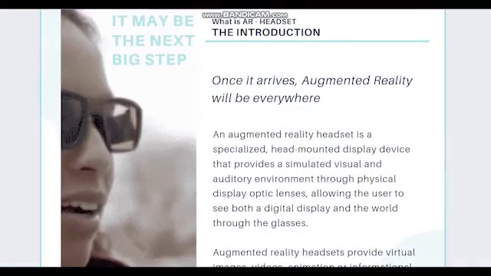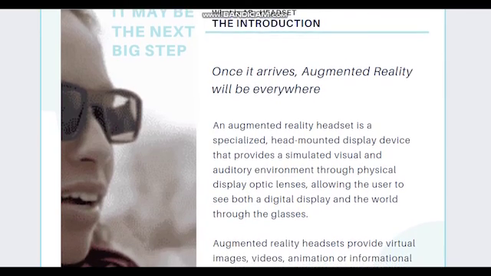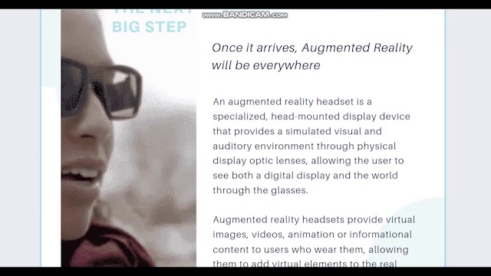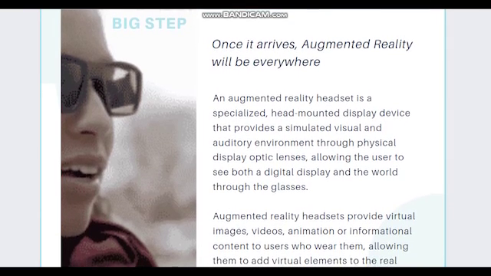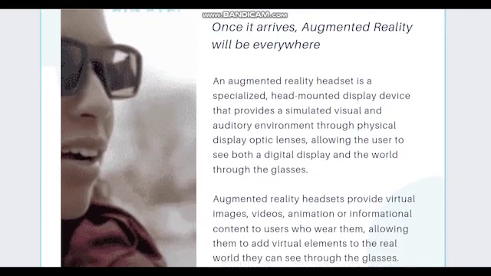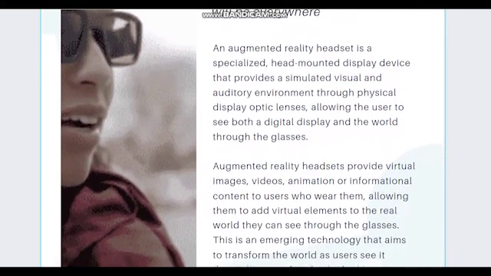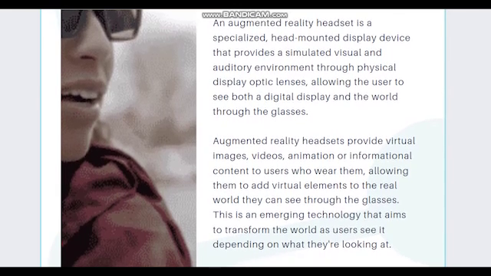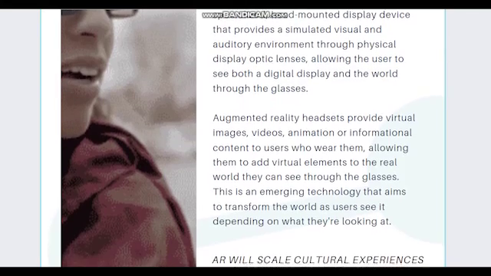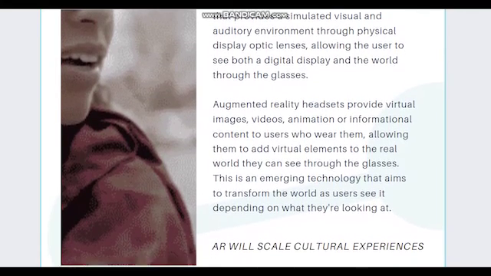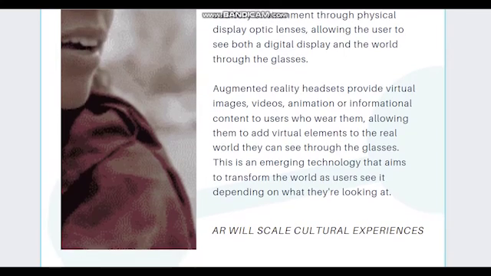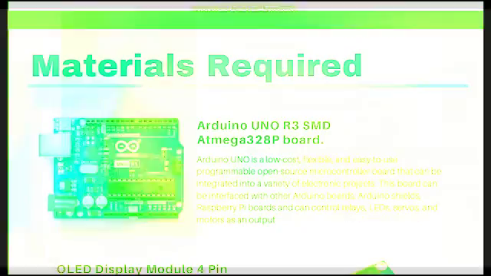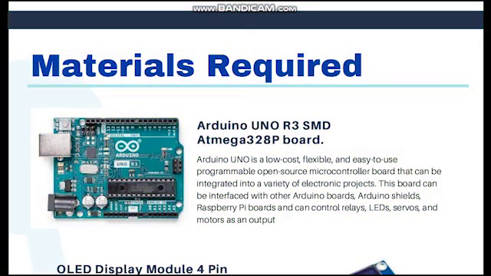An augmented reality headset is a specialized head-mounted device that provides a simulated visual and auditory environment. It provides virtual images, videos, animations, or informational content to the user. They are programmed to change to display info as commanded by the user on the go and are able to change their optical properties at runtime. They can serve as a fully fledged GPS navigation system, displaying maps and current coordinates. They can be remotely controlled by the phone and alert the user to communicate data such as calls, SMS, emails, and calendar invites. So now let's talk about the components used in our project.